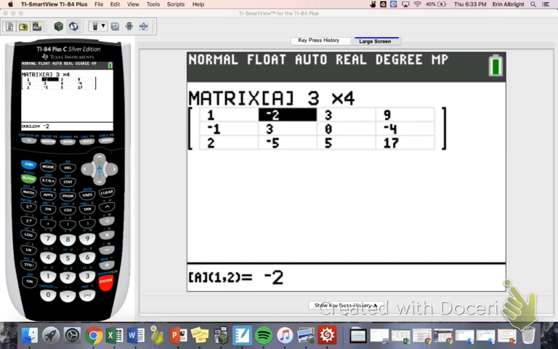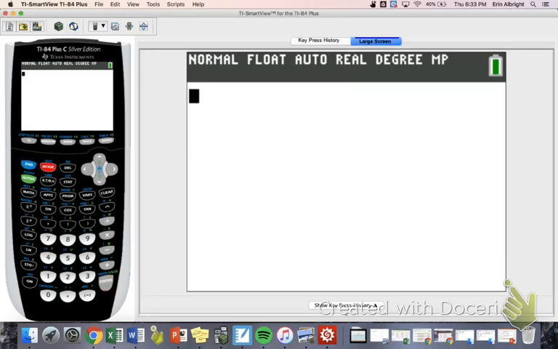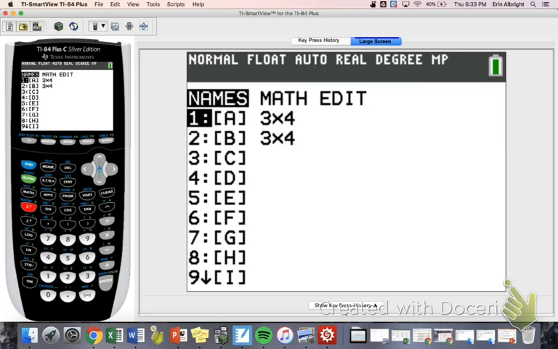After I enter all of my coefficients into this matrix, I do need to quit. So I'm going to hit second and then mode. That's going to quit and get me back to the main screen on our calculator. And I need to go back into the matrix screen. I do have to quit because otherwise I'm still in the editing mode.